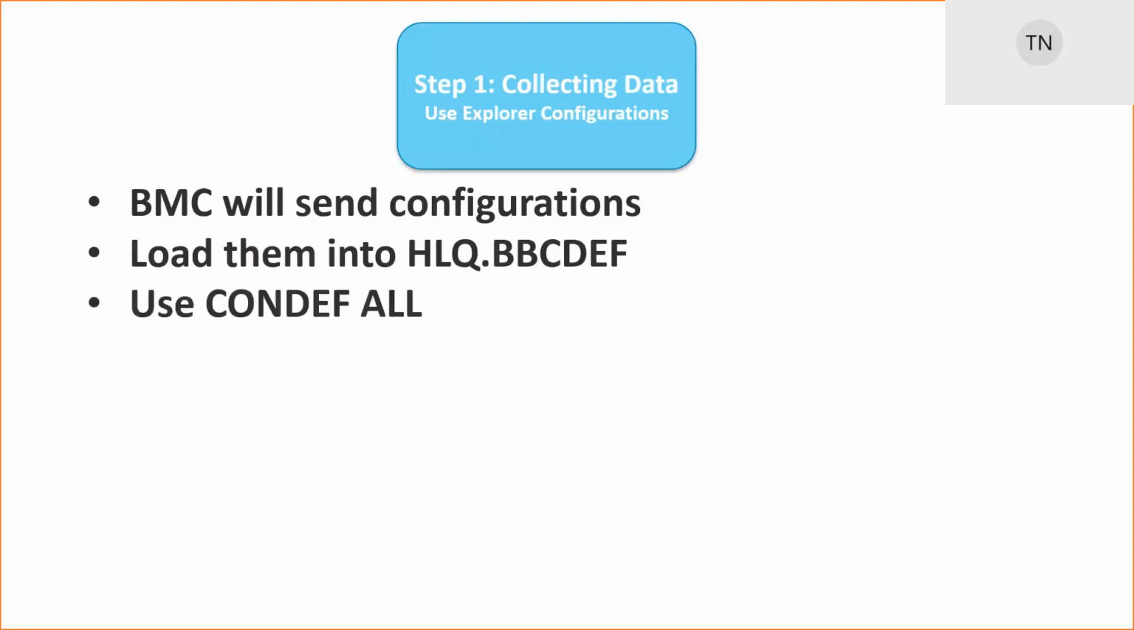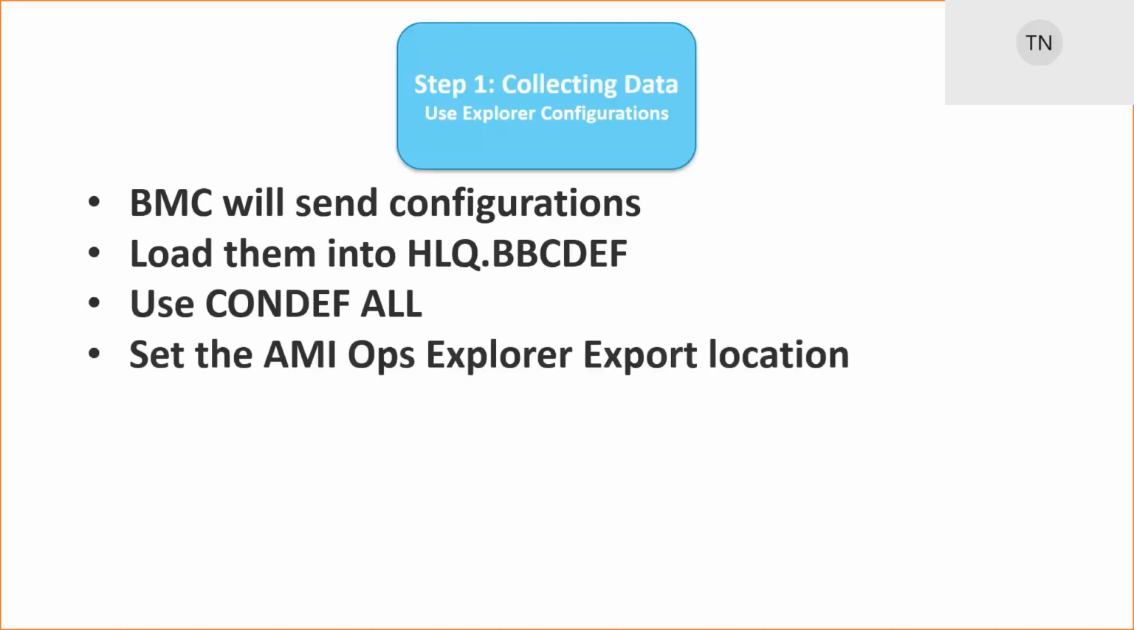You're going to validate a correct ConDef to be used to capture as many LPARs as possible. This will probably be a con all. Then you're going to set the AMIOPS Explorer export location. This is where the CSV files will be sent on your Windows machine. And then you're going to send those CSV files back to BMC.